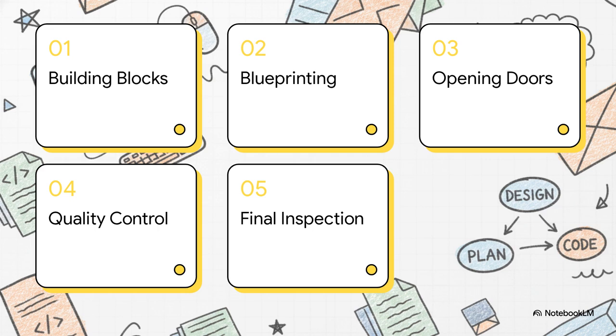Here's our 5-step roadmap for today. First, we'll look at the building blocks. Then we'll get into blueprinting. After that, we are opening doors, moving right into quality control, and wrapping it all up with a final inspection.